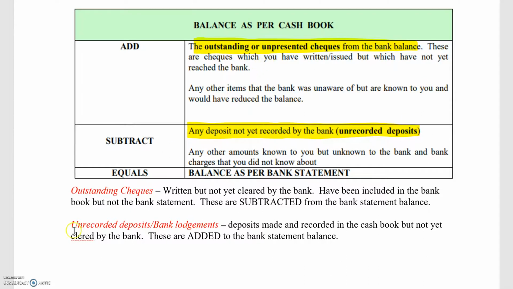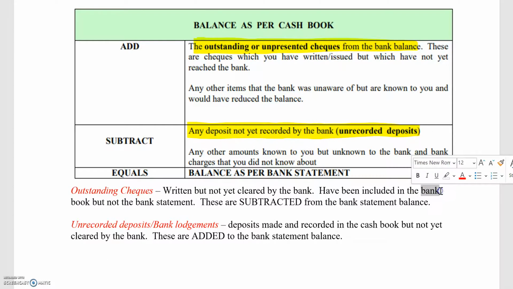This is just a reminder note here that the outstanding checks are checks which have been written but not yet cleared by the bank. They have been included in the cash book, but not in the bank statement. These are subtracted from the bank statement balance. But remember, we are starting with our cash book balance, so they are added to the cash book balance.